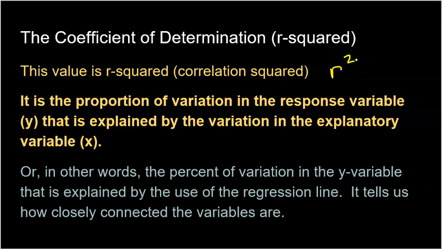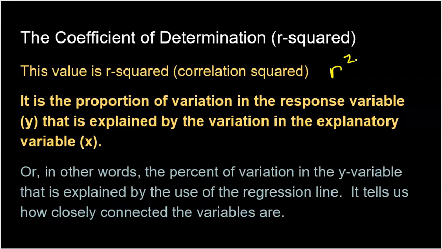So in other words, it's the percent of variation in the Y variable that is explained by the use of the regression line. Because when you use this regression line, all of your predictions are not going to be perfect. Some are going to be a little high, some are going to be a little bit low. And this tells you how closely the variation in Y is tied to X.